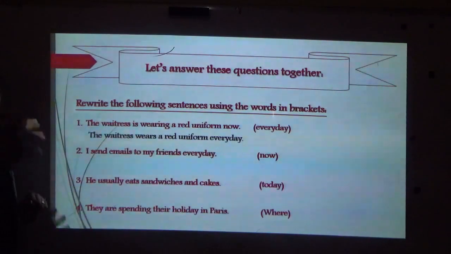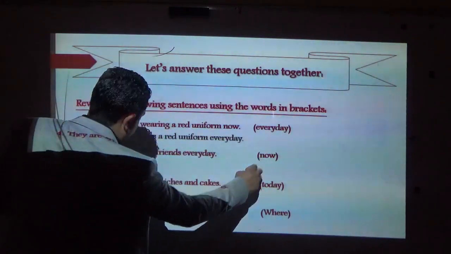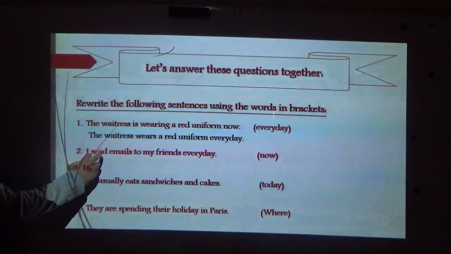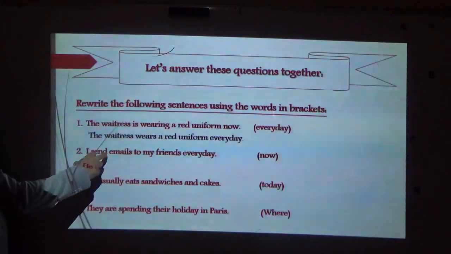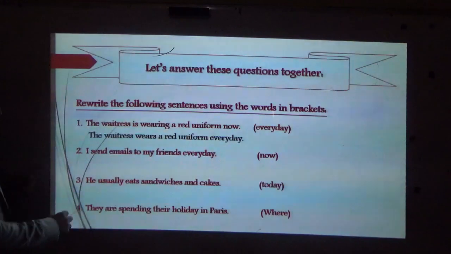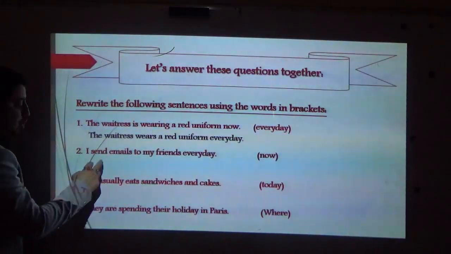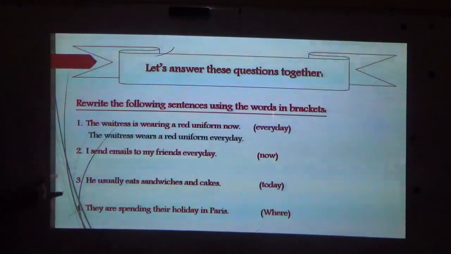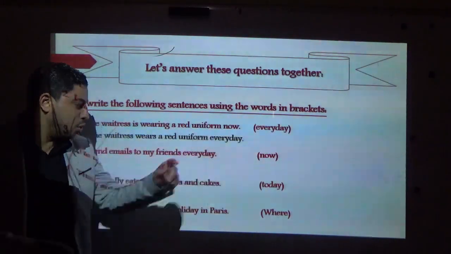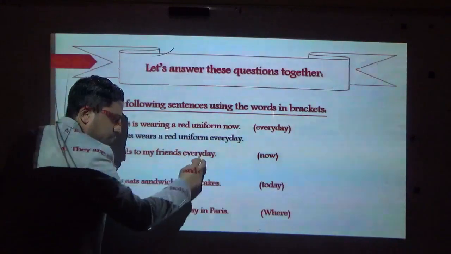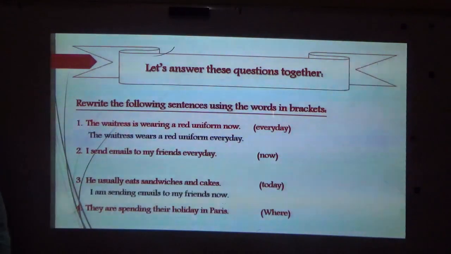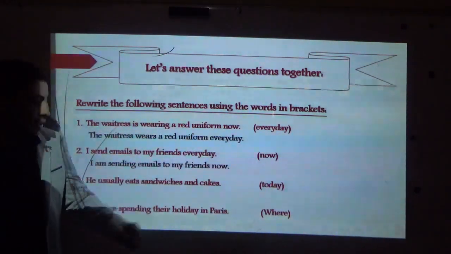We want to change it to the present continuous. We want to put now. So where is the verb? Send. Okay? We want to change it. I take am, excellent. I am send. What will I put? ing, excellent. I am sending emails to my friends. Will I put every day now? No, we will remove every day and we put now. Excellent. I am sending emails to my friends now.